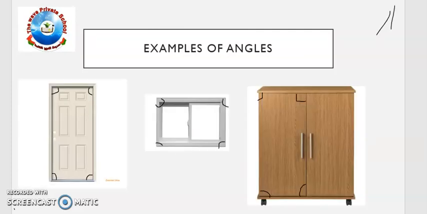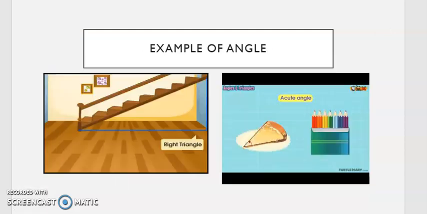Very good. As we discussed before, in our door, in a window, in a cupboard, and even when you are coming down from stairs, you can see an angle because these two lines are connected to each other. Also in a pizza, in the pencil box, everywhere. So an angle is formed when any two line ends meet at a certain point, and we show an angle by using a curved mark.